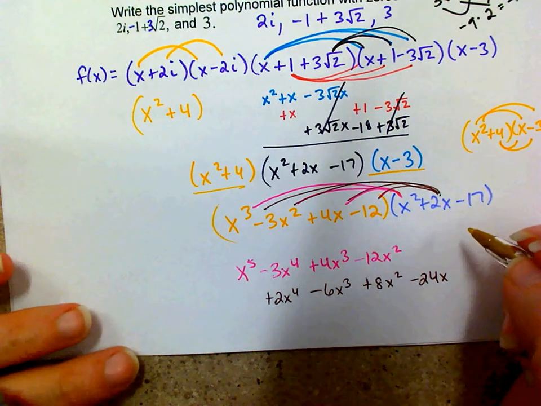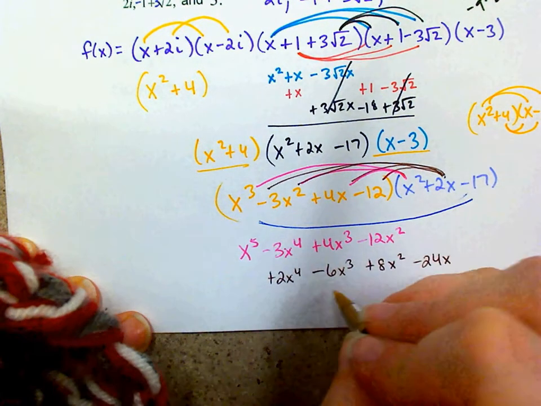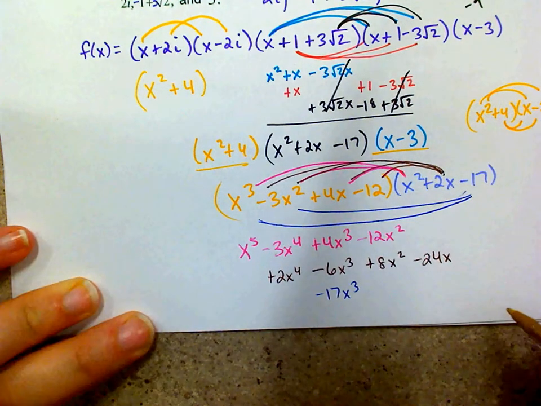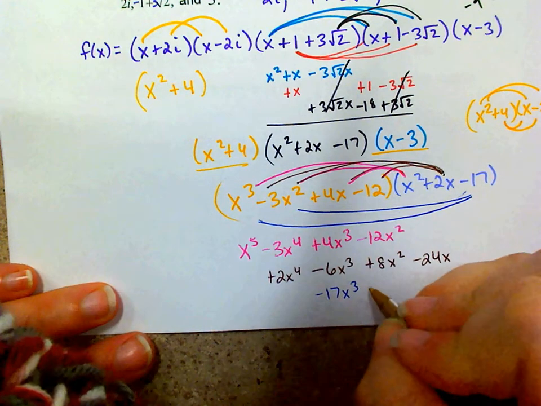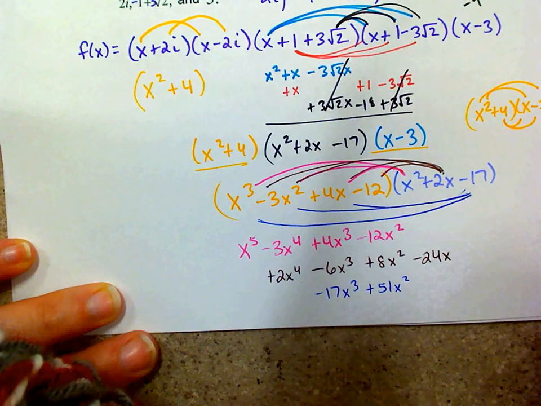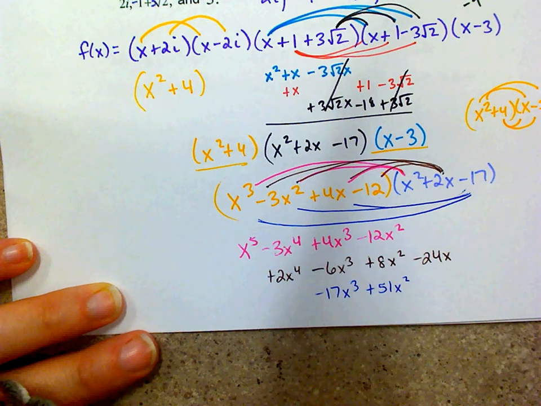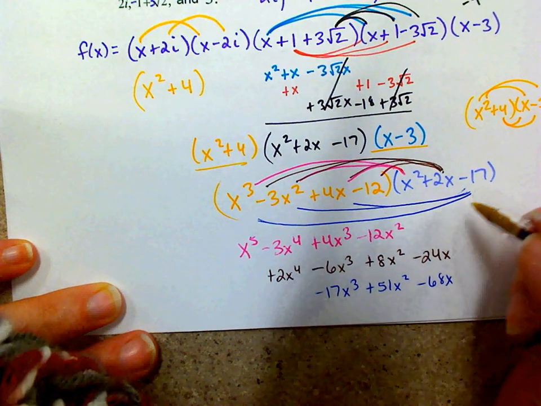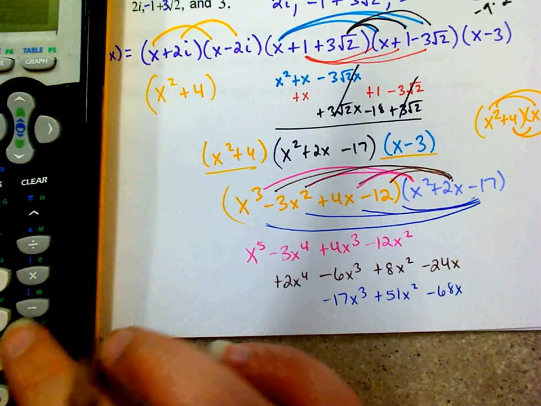Negative 17 times x cubed is a negative 17x cubed. Negative 17 times a negative 3x squared, let's see, it's 30 and 21, so 51x squared. Negative 17 times 4x, so 3 was 51, so 4 would be 68. So a negative 68x and negative 17 times negative 12, and I get a positive 204.